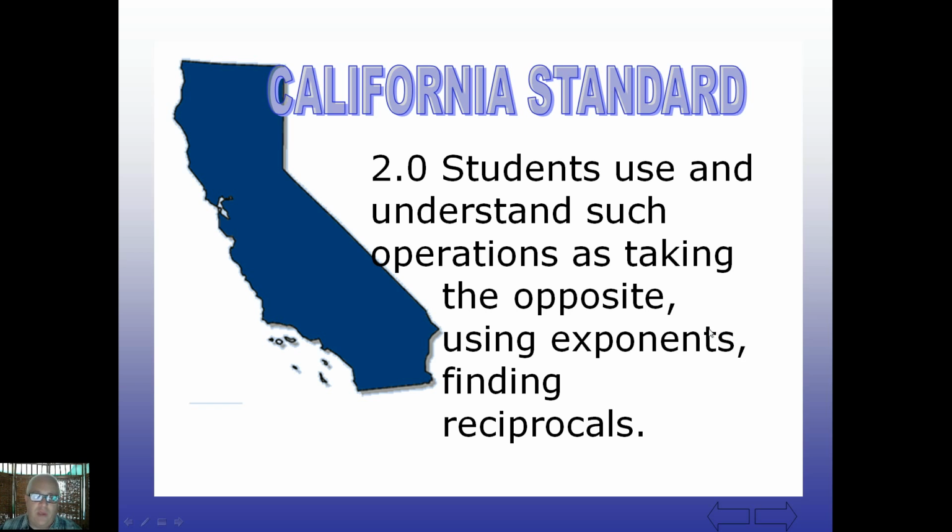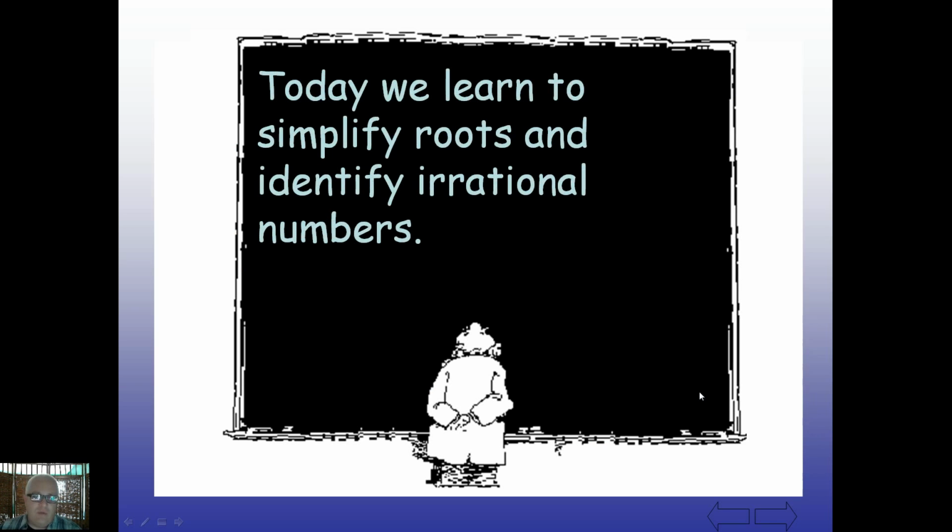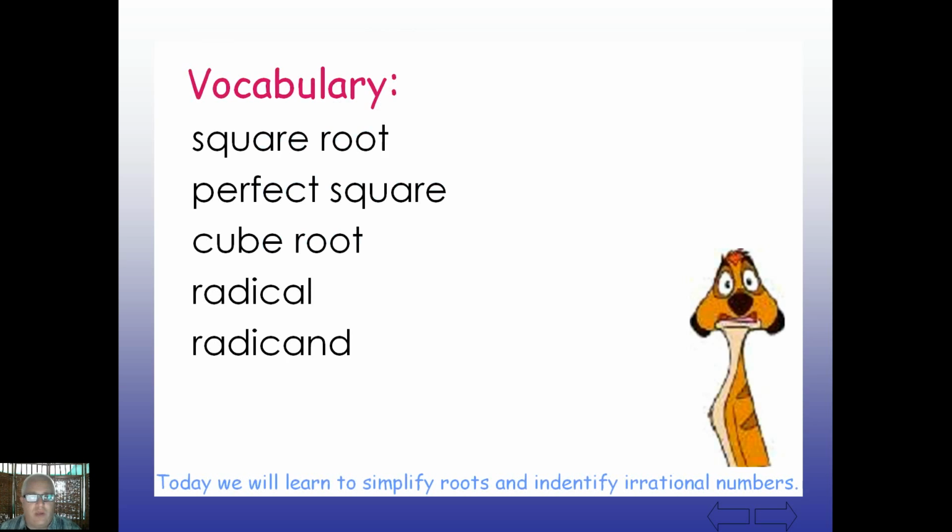This will be in every lesson we have. Students use and understand such operations as taking the opposite, using exponents, and finding reciprocals. Standard 2.0. Specifically, our objective today is we're going to learn to simplify roots and identify irrational numbers. Simplify roots. Simplify just means to make smaller. Roots you're already aware of. If I say square root, that'll probably ring a bell for you. And then we can identify irrational numbers pretty simply, and I'll show you how.